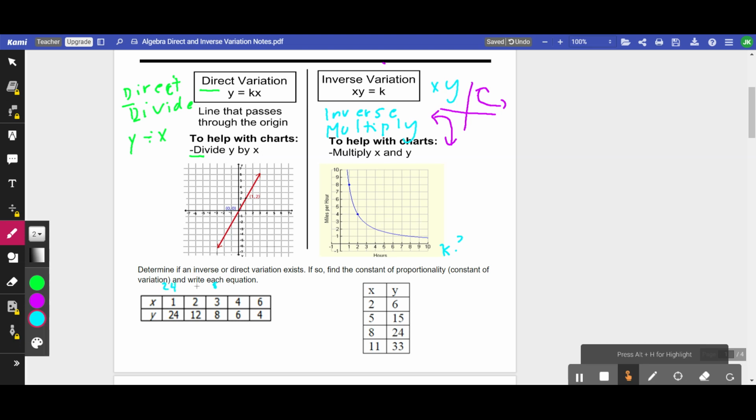2 times 12 would be 24 again. 3 times 8 would be 24. And then 4 times 6 would be 24. So you got the same number each time when you multiplied here. So since you got the same number each time, this will have to be inverse because you multiplied and got the same number the whole way through the chart. So this will be inverse here then.